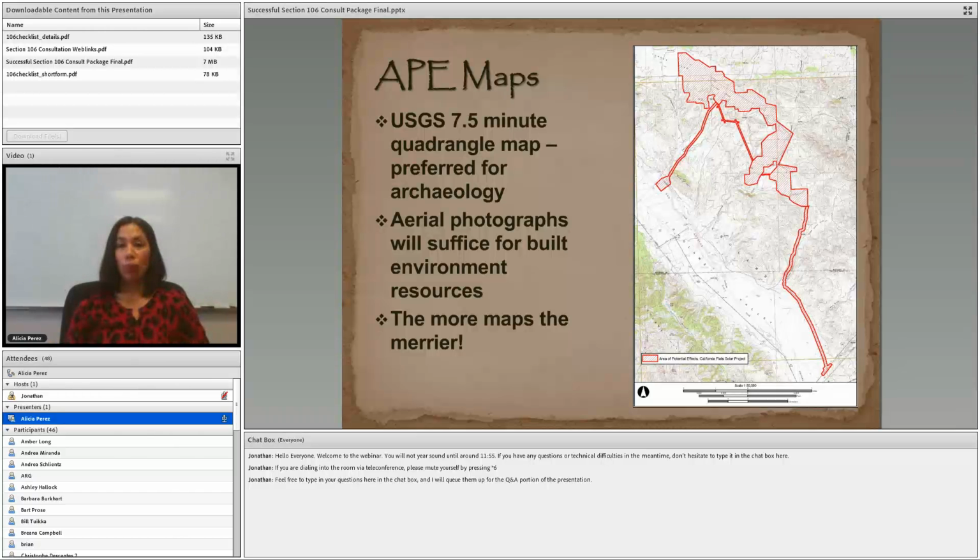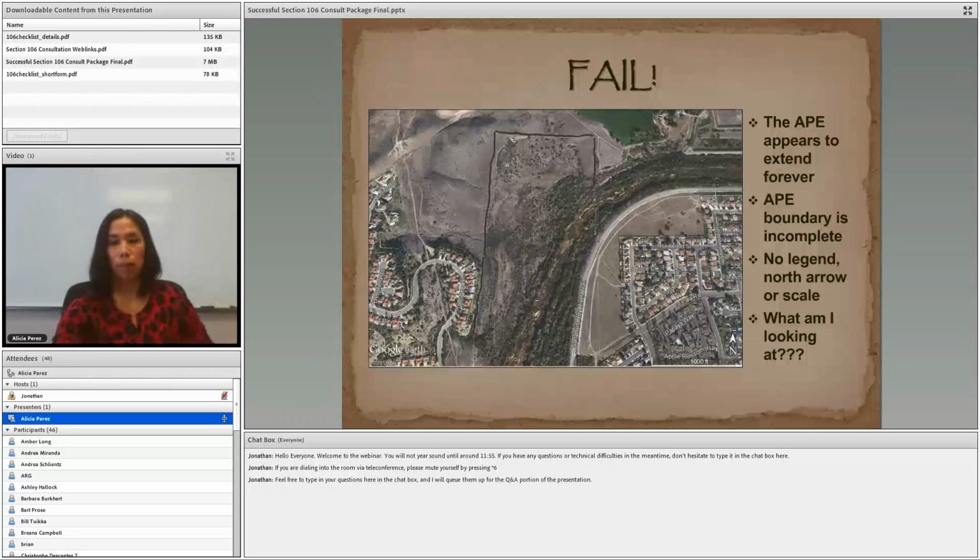This is a good example of an APE map. The boundary is very clearly marked in red. It includes access routes, there's a legend, there's a north arrow and a scale. So you can have one large APE map, and then you can provide additional maps that perhaps zoom into areas of the APE that provide more detail that might also be important for us as we review your submittal.